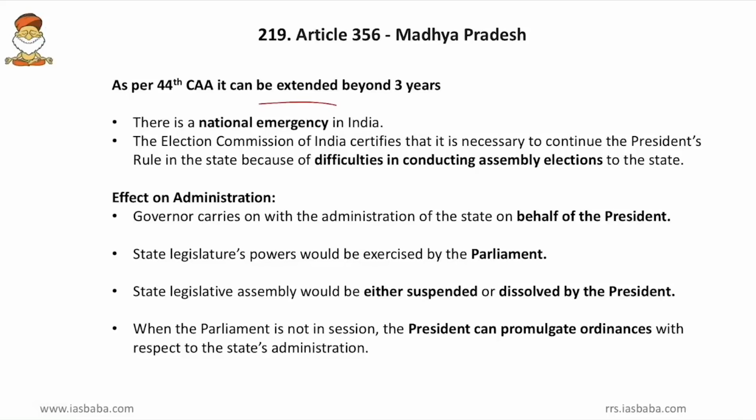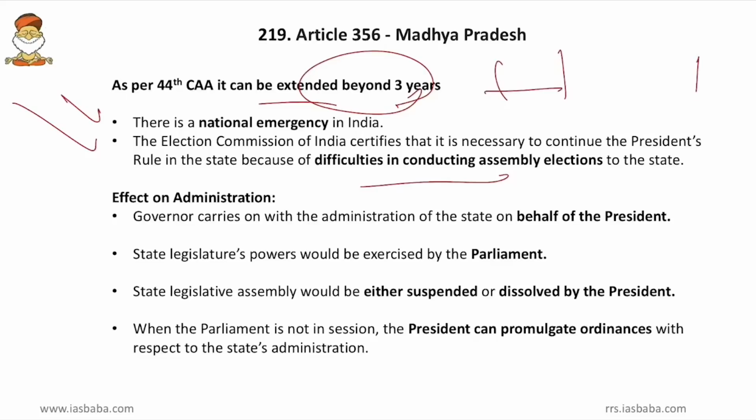But there are conditions, that is, if there is a national emergency in India, or the Election Commission of India certifies that it is necessary to continue the President's Rule in the state because of difficulties in conducting assembly elections in the state. So, on the basis of two conditions, that is, in case of a national emergency or in case of difficulties in conducting an assembly election, the presidential rule can be extended by the Parliament beyond 3 years. So, 6 months at a time, and beyond 3 years on the basis of these two conditions.